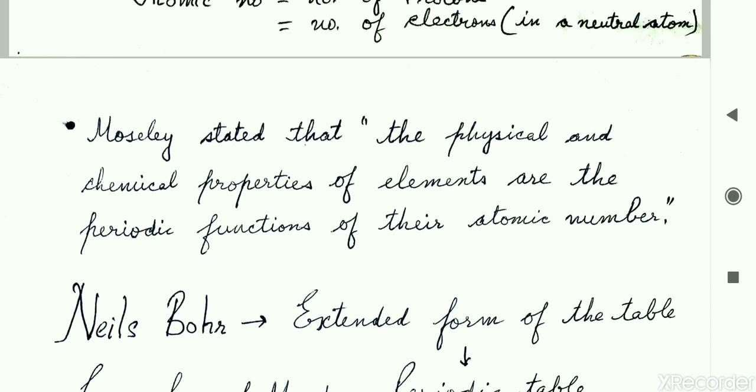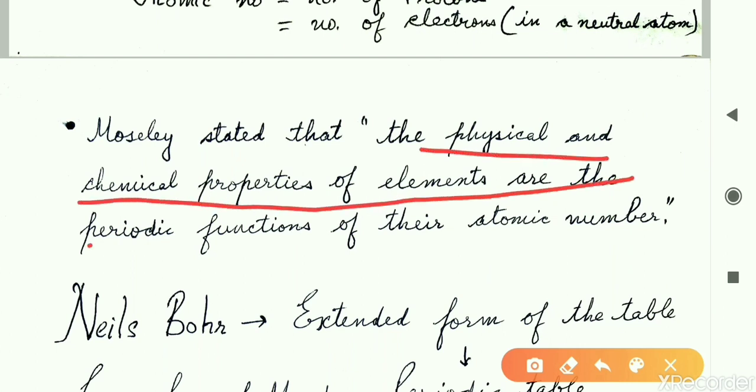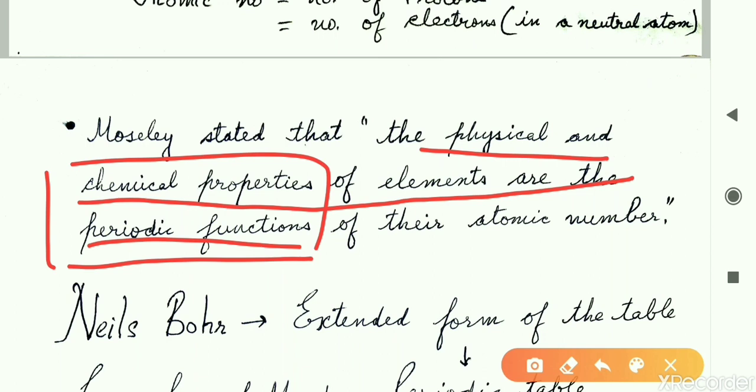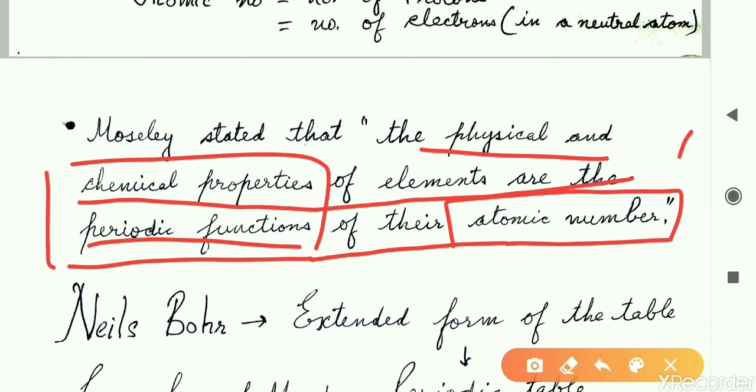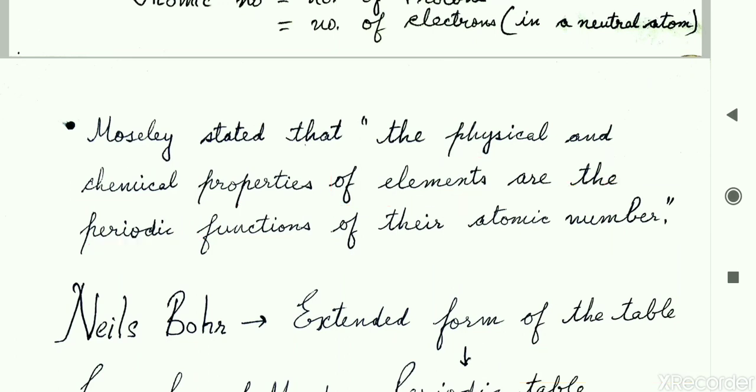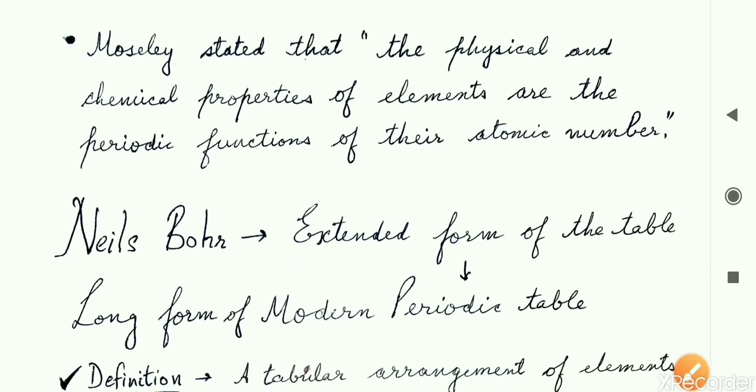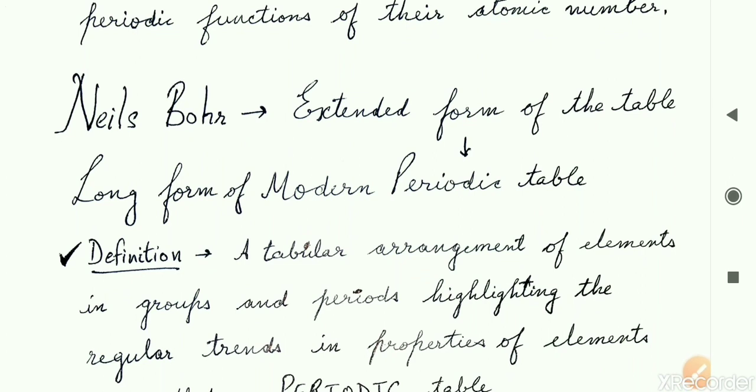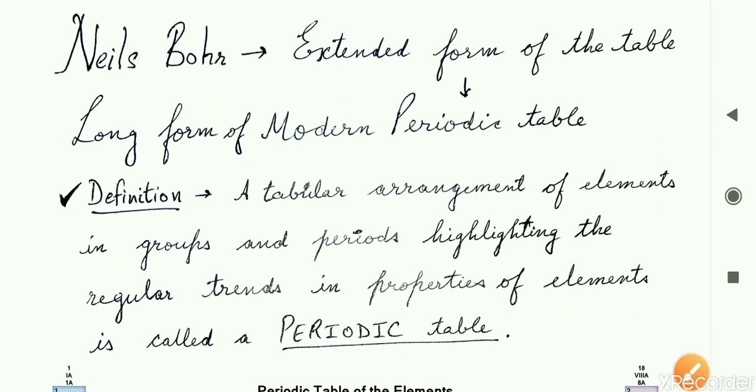Moving to the next part, what is the modern periodic law? The modern periodic law says that the physical and chemical properties of elements are a periodic function, meaning the properties are repeated, of what? Their atomic number. This statement is more or less similar to what Mendeleev stated. Just notice the difference here is with regard to the atomic number. The extended form of the periodic table which we refer to these days was given by Niels Bohr.